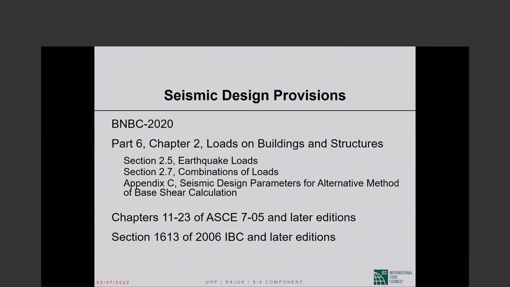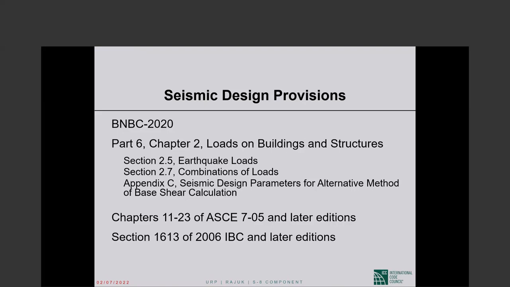The code, Part 6, Chapter 2, is loads on buildings and structures. Within that, section 2.5 is earthquake loads. So that is essentially our section today: Part 6, Chapter 2, section 2.5. Section 2.7, which we discussed last week, combination of loads, obviously gets into the picture if we want to do design. Any kind of design involves combinations of loads.